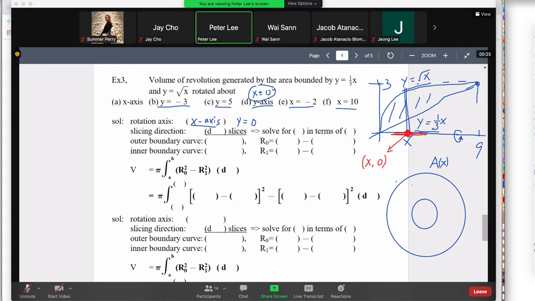Let me change color again. A cross section is going to stick up like this. And if you have a segment here, the cross section is going to stick up like this. The cross section perpendicular to the x-axis will be squares, where one side lies in the base.